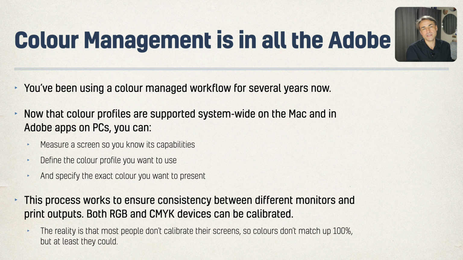Now, color profiles have been supported on the Mac system-wide for years, and in the Adobe apps on PCs for years as well. So if you measure a screen, so you know its capabilities, you can define the color profile you want to use and specify the exact color you want to present. And that's consistent then, no matter what device you're using to print, and no matter what display you're using to display screen-based outputs. Assuming, of course, that you can display those colors on the destination device. Now, most people don't actually calibrate their screens, so this ends up being a little bit theoretical, but they could calibrate their screens, they could use decent screens, and they could get consistency. You can't control what people do.